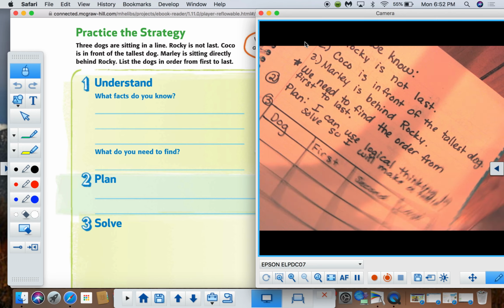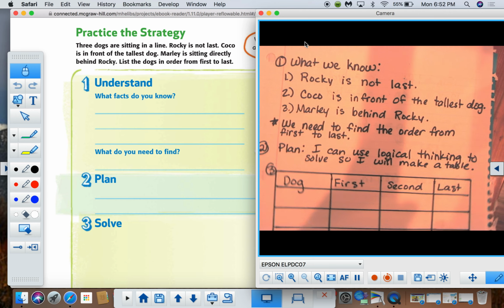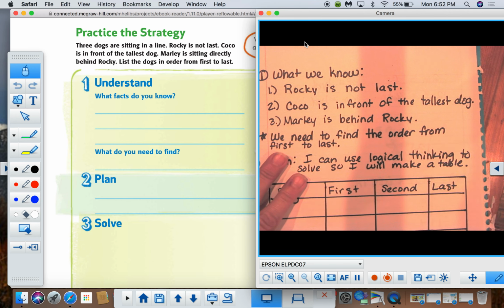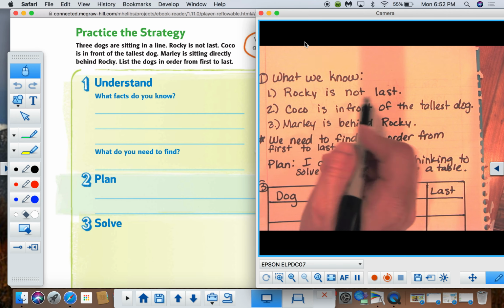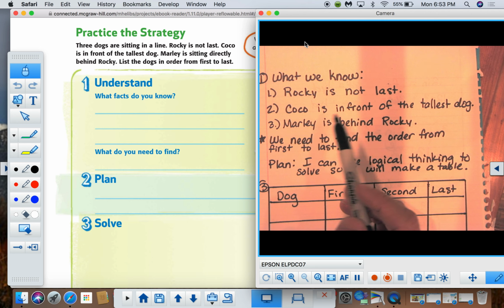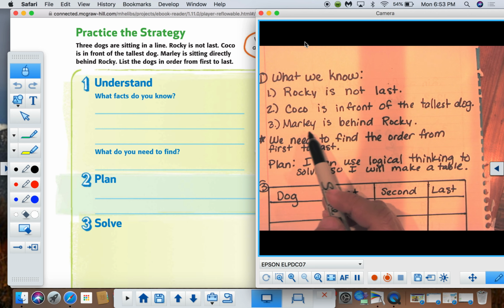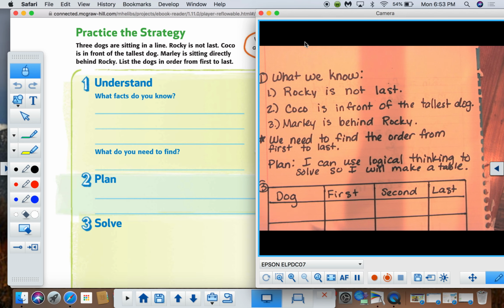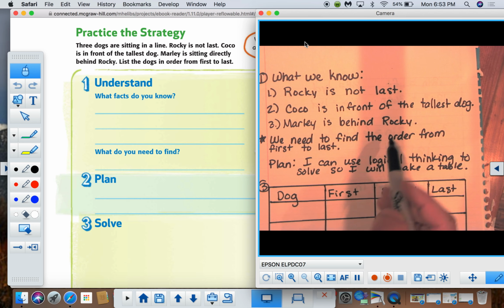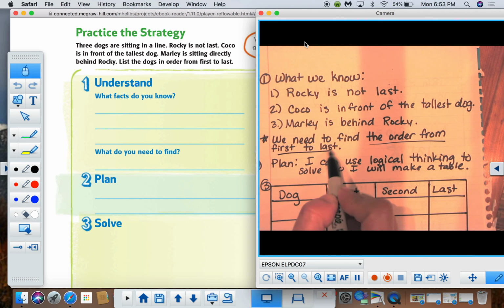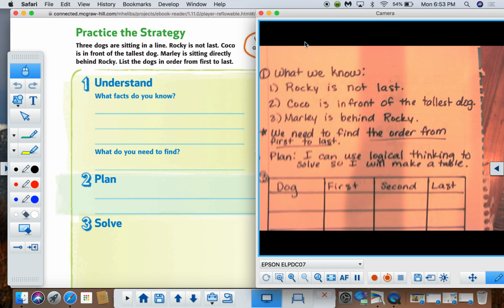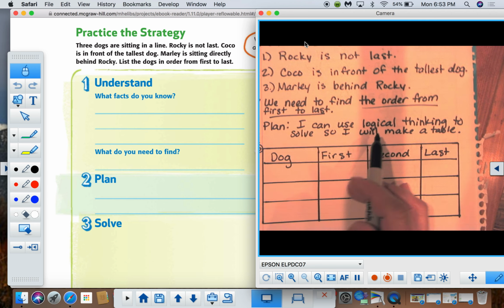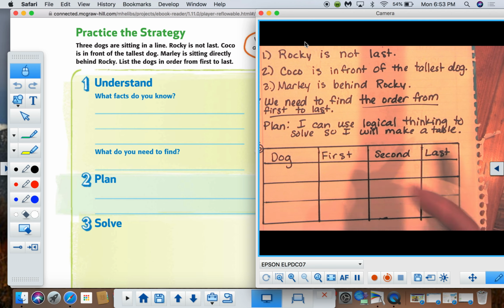So I know, number 1, what do we know? I know that Rocky is not last. I know that Coco is in front of the tallest dog and Marley is behind Rocky. That's number 1. What do I need to find? Well, we need to find the order from first to last. So the second step is plan. I can use logical thinking to solve. So I will make a table.